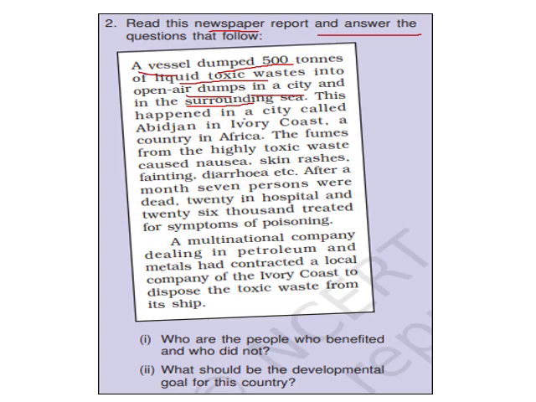Okay? Now this happened in a city called Abidjan, which is in Ivory Coast. This is the name of the city, Abidjan, which is in Ivory Coast, a country of Africa. Now the fumes from the highly toxic waste caused nausea, skin rashes, fainting, diarrhea, etc. After a month, 7 persons were dead in that area, 20 were in hospital, and 26,000 treated for symptoms of poisoning just because of this waste product which was dumped in the area of Abidjan.